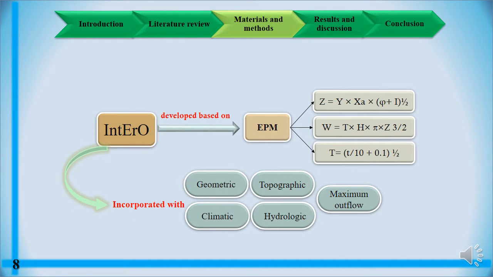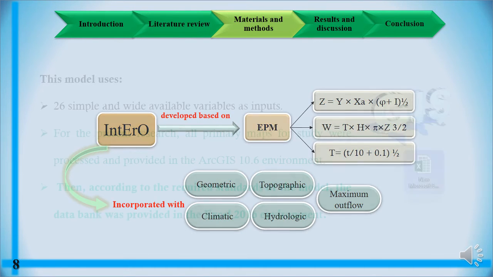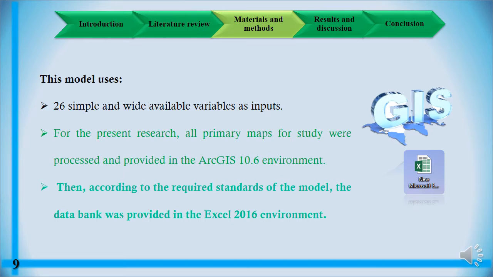The INTERO model is basically developed based on EPM, and you see the relations that are usually used to develop the EPM method. But this model, in addition to EPM, is incorporated with geometric, climatic, topographic, hydrologic, and maximum outflow variables. This model uses 26 simple and widely available variables as inputs. For the present research, all primary maps for the study were processed and provided in ArcGIS 10.6. Then, according to the required standards of the model, the data bank was provided in Excel 2016.